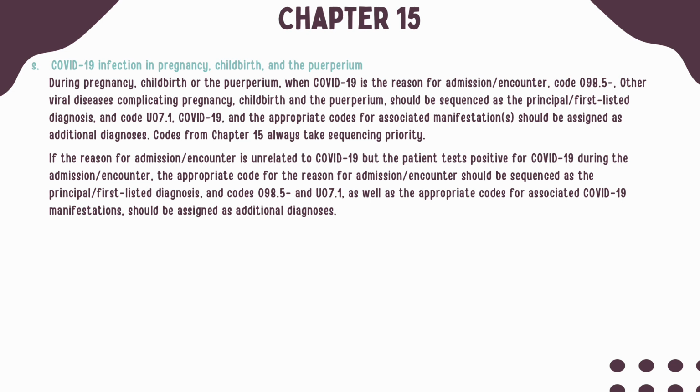When COVID-19 is the reason for admission or encounter during pregnancy, childbirth, or the puerperium, a code from subcategory O98.5 should be sequenced first, followed by code U07.1, and then any appropriate codes for any manifestations. If the reason for the encounter or admission is unrelated to COVID-19 and the patient tests positive for COVID-19 during the admission or the encounter, the reason for the encounter or admission should be listed first, followed by O98.5 and U07.1, as well as any manifestations.